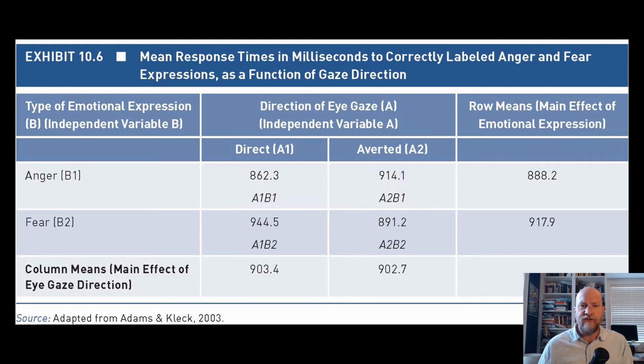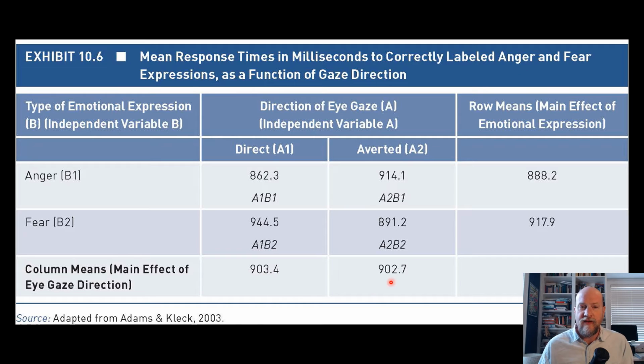And so as you see here, if I look at the means across here, let me get my little pointer so you can see that. All right, so if I'm looking at this 888.2 and this 917.9, what I'm looking at is the main effect for anger versus fear. And what we find is that people are faster. Now, I don't know if this is statistically significant or not based upon this little graph, but essentially we see that you're a little bit faster at recognizing anger than fear. That's called a main effect for independent variable B.